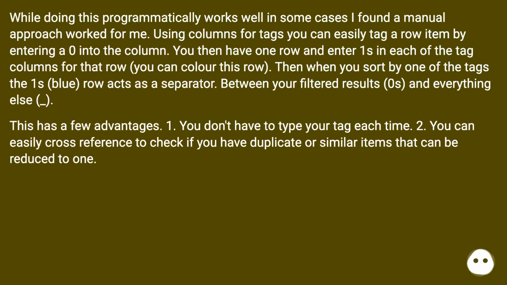While doing this programmatically works well in some cases, I found a manual approach worked for me. Using columns for tags, you can easily tag a row item by entering a 0 into the column. You then have one row and enter ones in each of the tag columns for that row. You can color this row. Then when you sort by one of the tags, the ones row acts as a separator between your filtered results, zeros, and everything else.